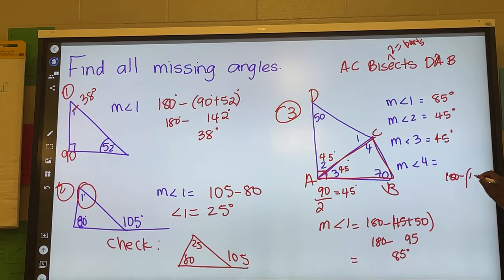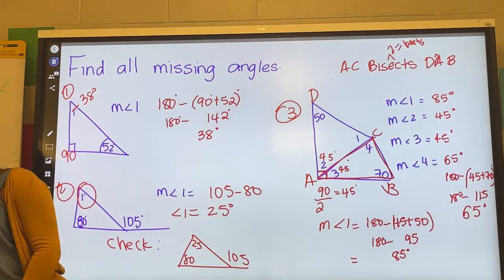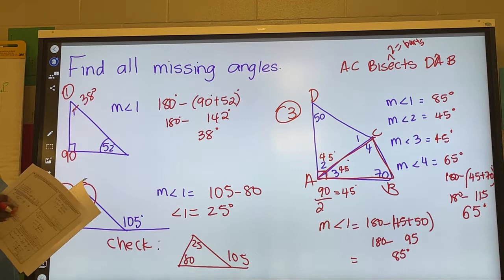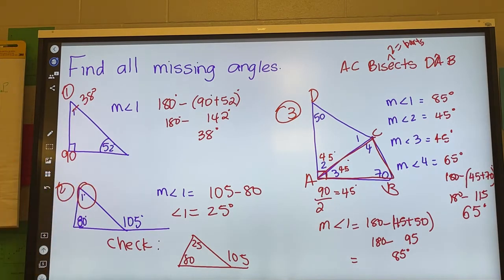So we say 180 minus 45 plus 70. 45 plus 70 is 115, and 180 minus 115 is 65. So angle 4 is equal to 65 degrees. And that's how you solve a question that involves the exterior angle theorem and the triangle sum theorem.